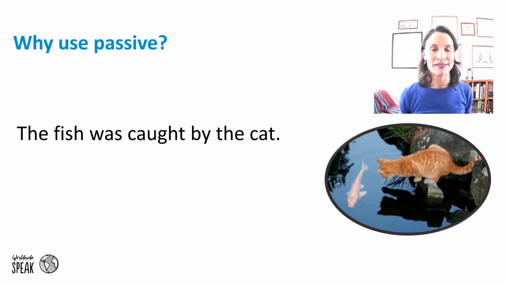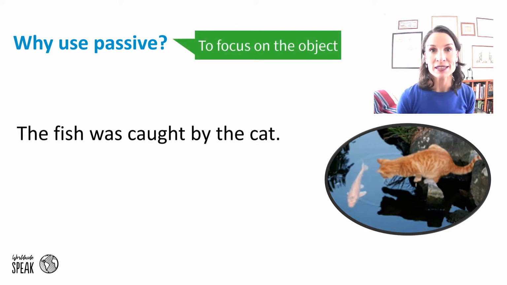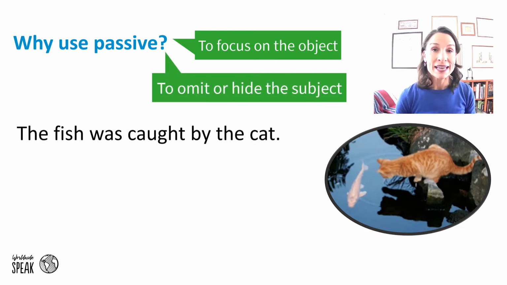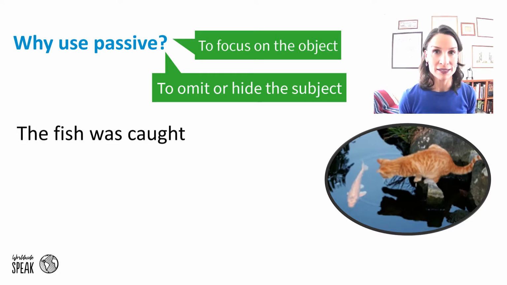So why do we use passive? Well, one of the reasons is, like the reason I said, the object comes first. So maybe we want to focus on the object. Maybe in this sentence, I want to focus on the fish. So I'm going to use this passive sentence: the fish was caught by the cat. Another good reason to use passive voice is that this construction lets you make a sentence without mentioning the subject. I could write the sentence like this: the fish was caught. I could eliminate this by the cat, and I still have a complete sentence.